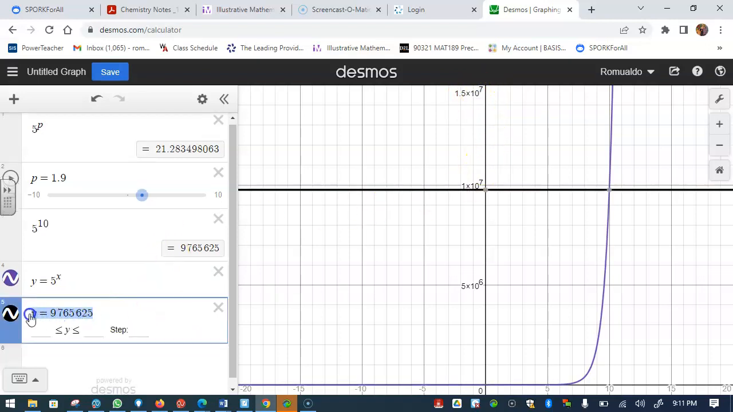So that's what you want to know. How many 5s do I multiply? And the intersection point gives you the answer. And you can see the input is 10. So my x, the number of steps, is 10 and you get 9.76. So basically if you multiply 10 raised to 6, you get 9,765,625. So hope that helps.